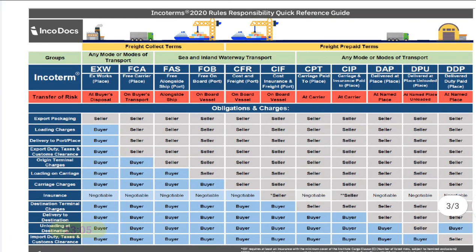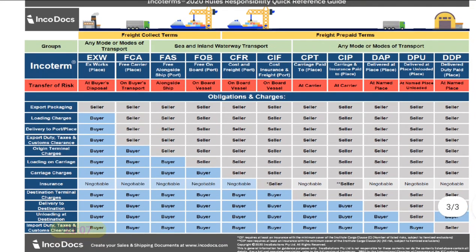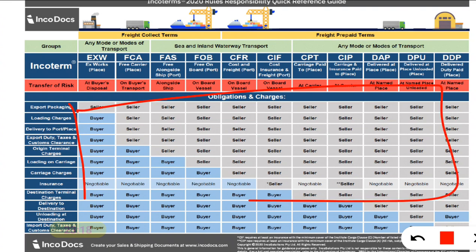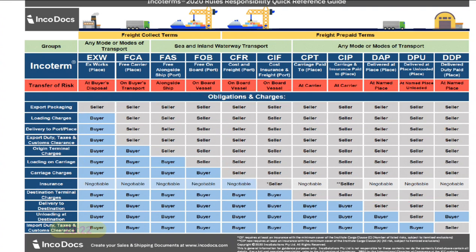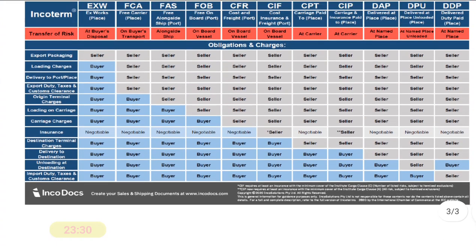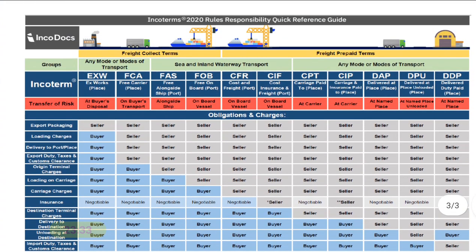And this chart is not for you to remember. You don't have to remember this chart. You just go through it and understand it. It is not required that you remember all the things. It is not even expected in the examination. You just go through it, apply your mind, and you will get what the responsibility is, whether it is the buyer's or the seller's. Okay, so here we will stop. We'll continue our discussion in the next video.